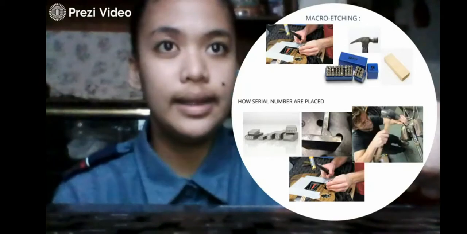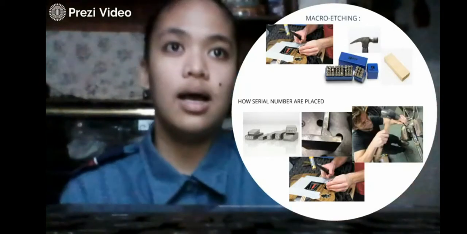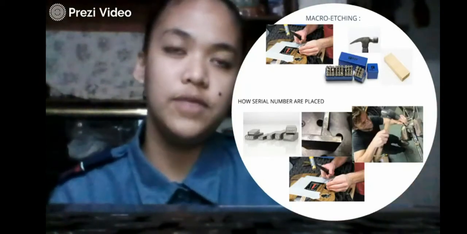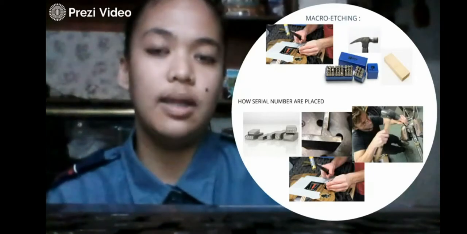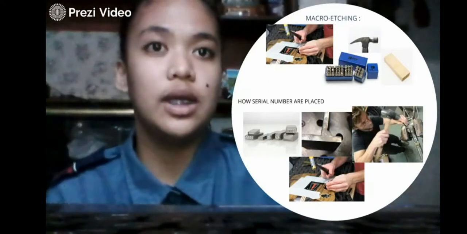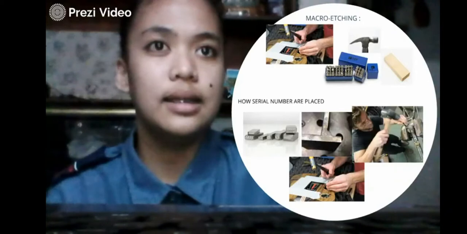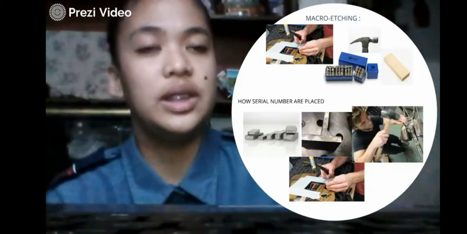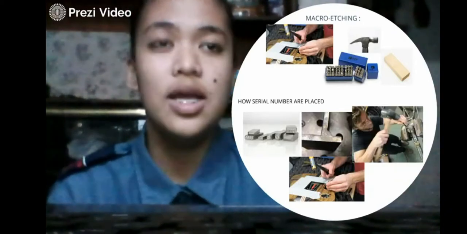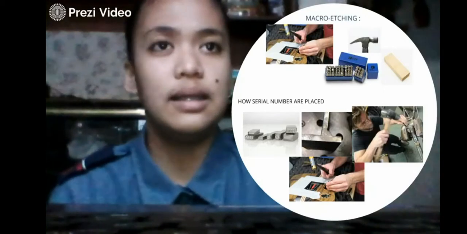So next is how serial numbers are placed. Nakita niyo naman dyan sa features, may mga procedure yan. But first, gumagamit siya ng mga metal stamps. So andyan yung mga numbers, letters na kailangan sa isang serial number. So the next one is ini-stamp nila yan.